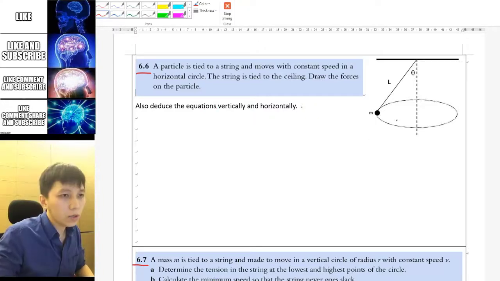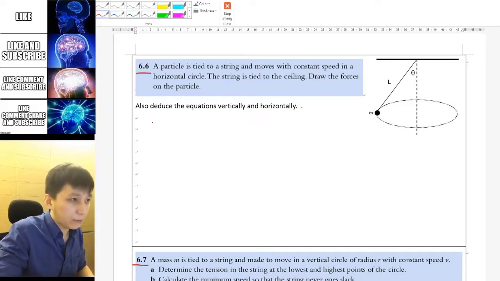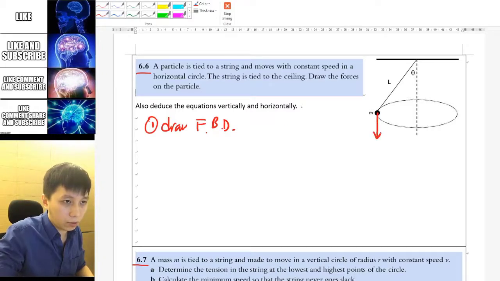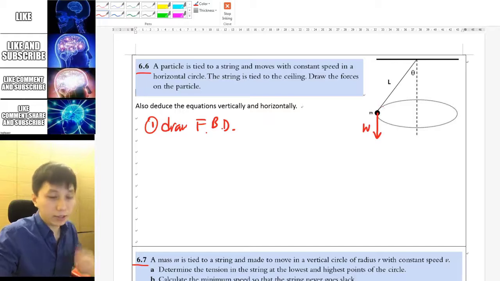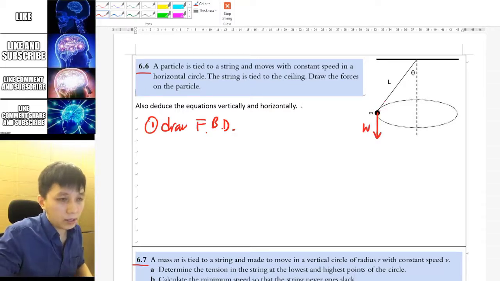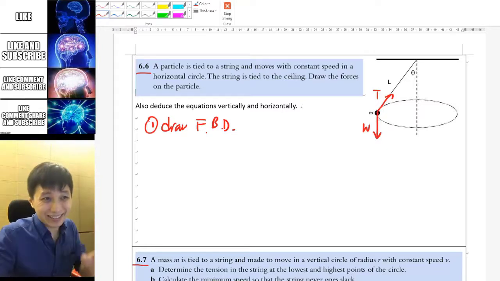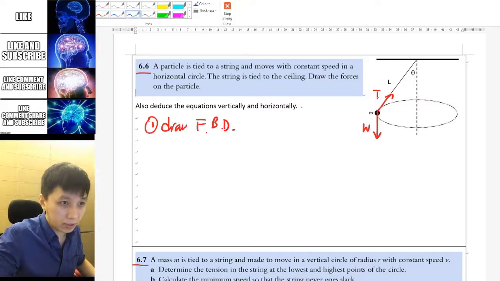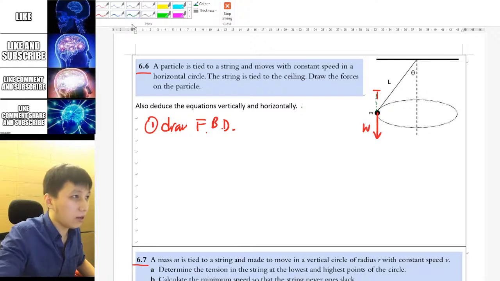To solve this kind of question, the first step is always to draw the free body diagram. So we will need to draw a weight because there is a mass. At the same time, this is connected with a string, and therefore there must be a tension here. If you really want to draw this to scale, you may want the vertical component of the tension to be the same length. I think I could draw it a little bit longer.